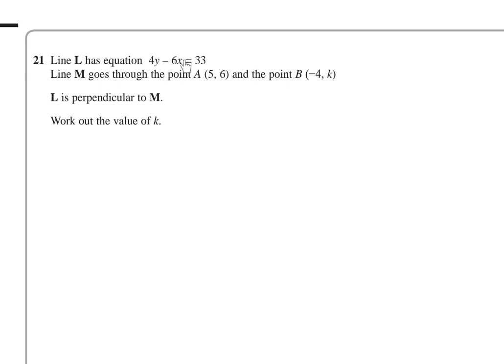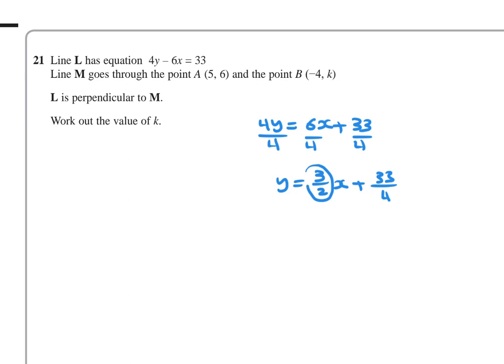To find the gradient of line L, you need to make y the subject. So 4y equals 6x plus 33, divide by 4, divide by 4, divide by 4. So y equals 6 over 4, or you can simplify to 3 over 2 x plus 33 over 4. So now the gradient of line L equals 3 over 2. Then you can deduce the gradient of line M, negative reciprocal, so -2 over 3.